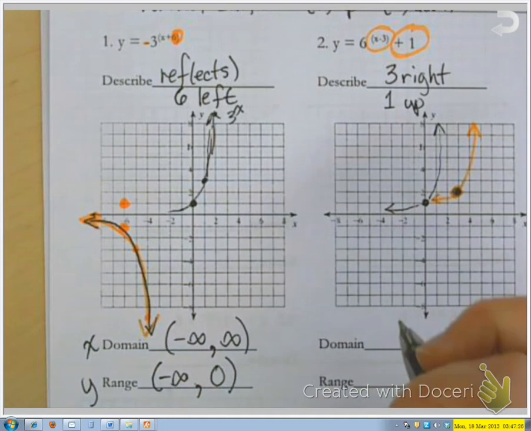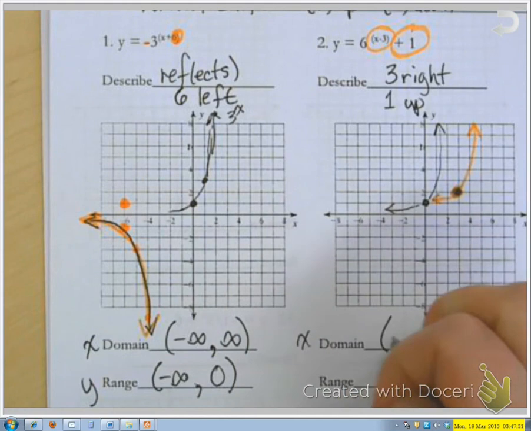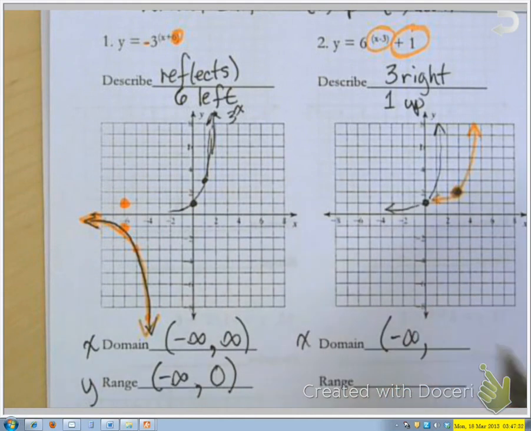Okay? So my domain is my x's. Does it keep going to the left? Yes, it goes all the way to negative infinity. Does it keep going to the right? Yes, it does. It goes to positive infinity. So we're going all the way negative infinity, positive infinity.